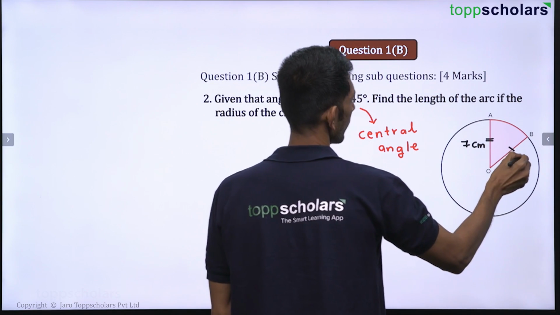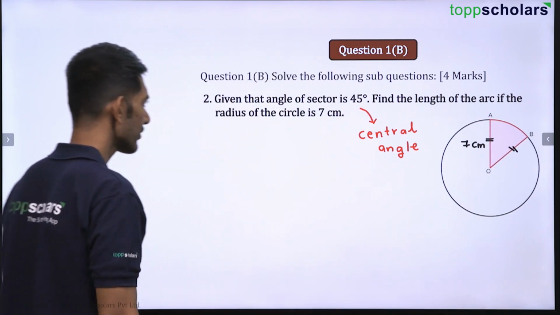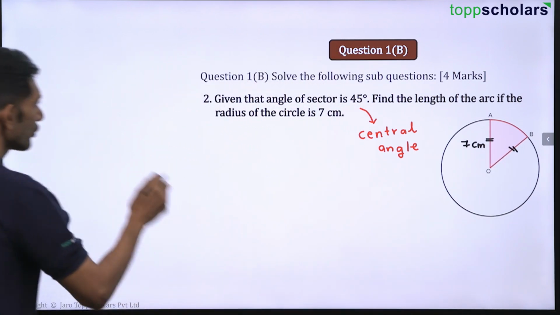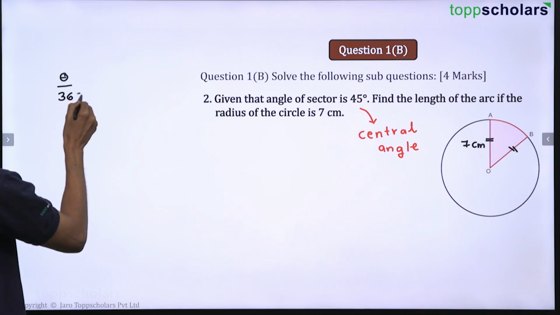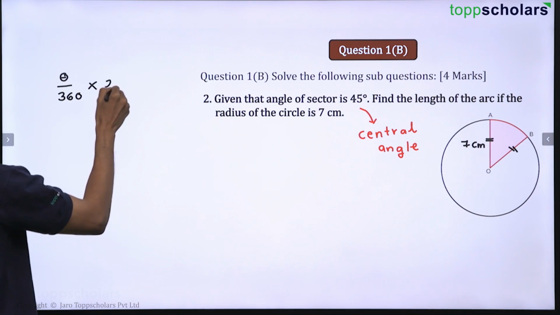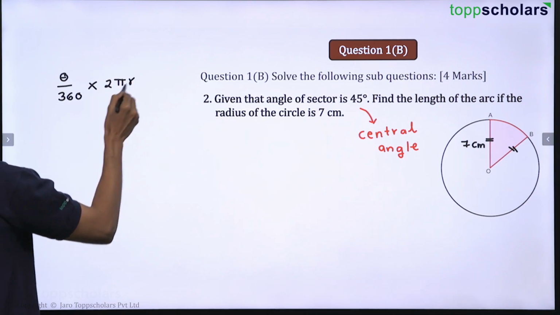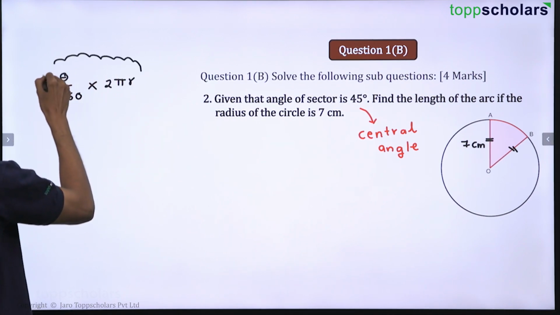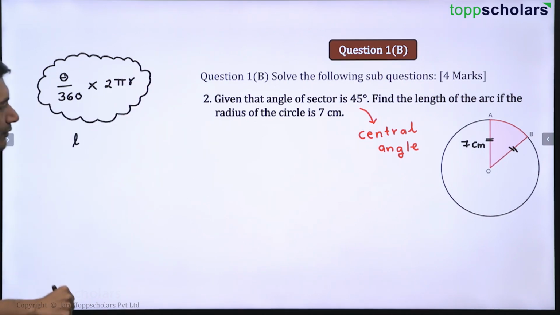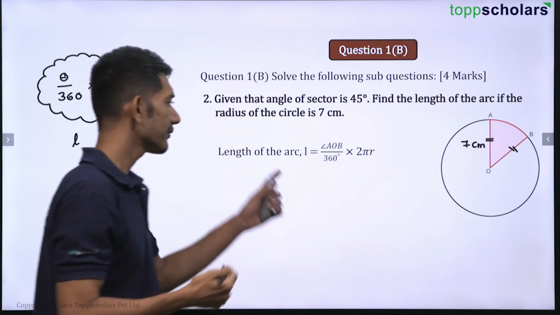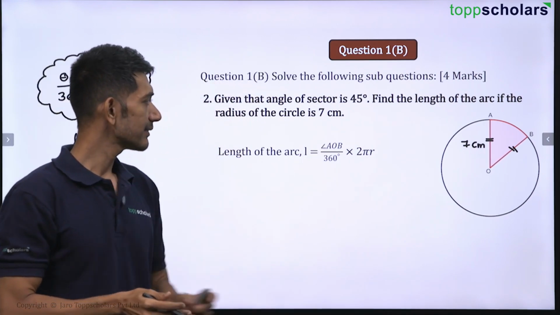Isn't this an easy question? Length of the arc. So we already know the formula. I'm writing the formula here: theta by 360 multiplied by 2 pi r. That gives you the length of the arc. Correct? So length of arc is theta by 360 into 2 pi r.